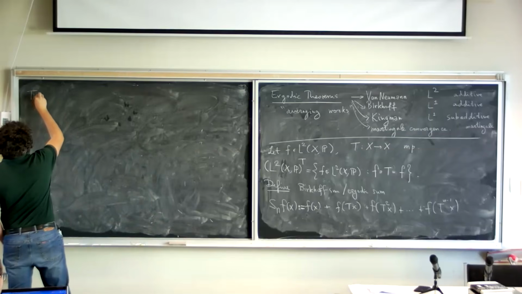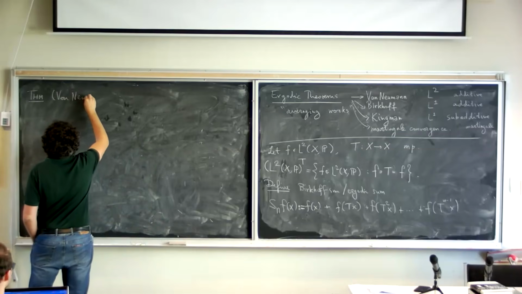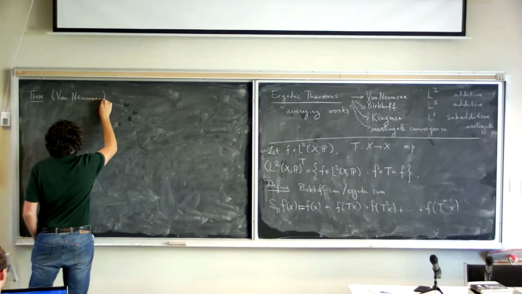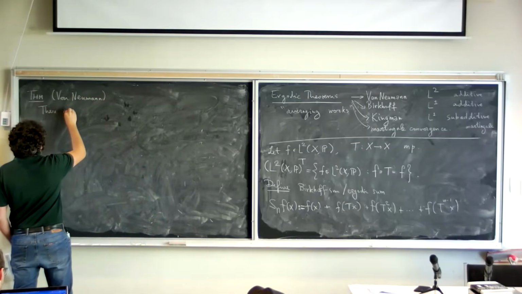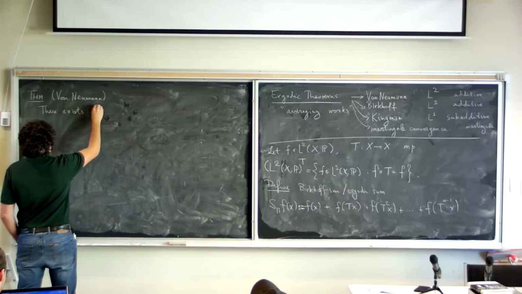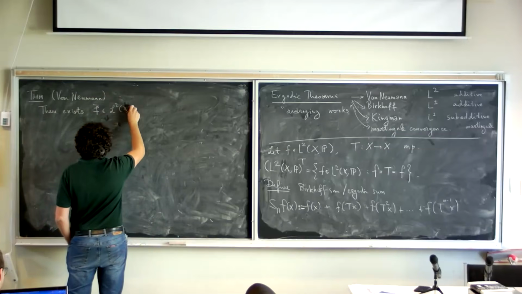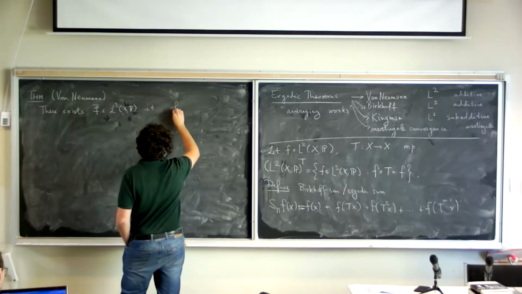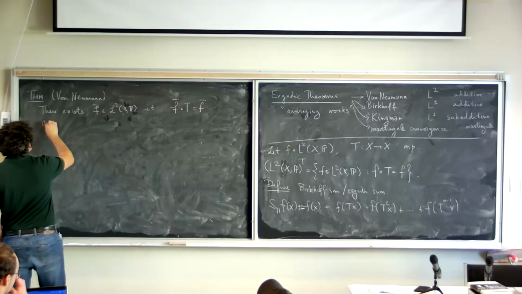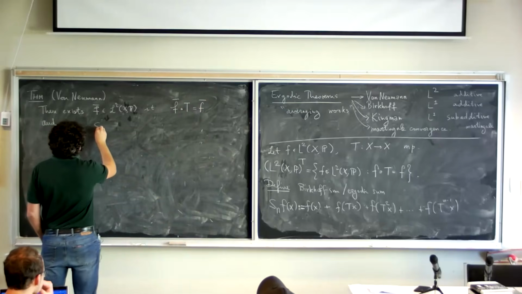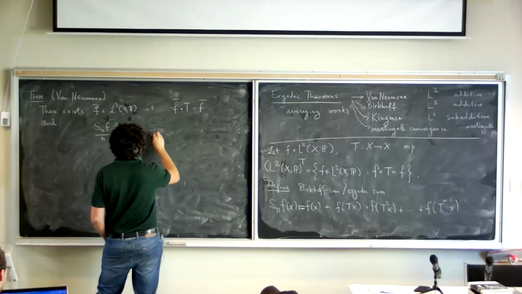So here's the theorem of von Neumann. There exists some f bar in L2 of (X, μ) such that it's invariant, and if you take S_n f divided by n, it converges to f bar in L2.